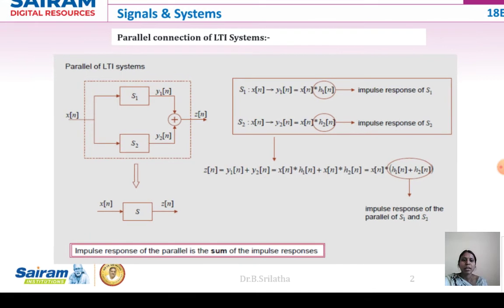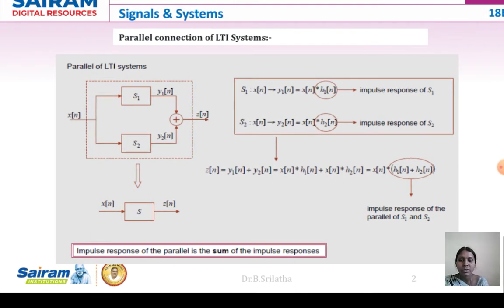So this is the impulse response of the parallel connection of the two systems S1 and S2, which we can write as z of n. So this whole thing is the impulse response of the parallel system: the impulse response of parallel systems is the sum of the impulse responses.